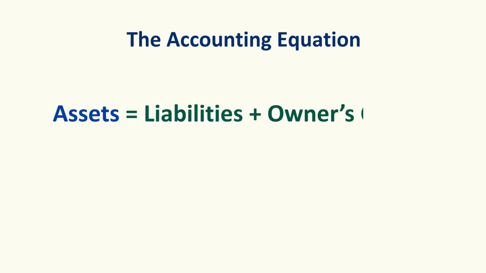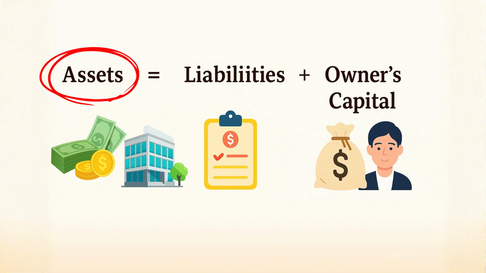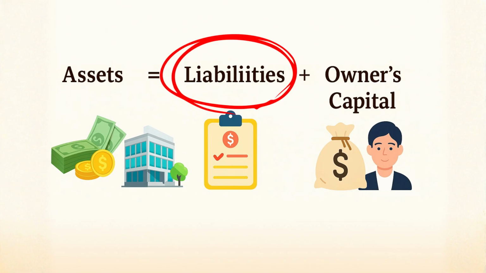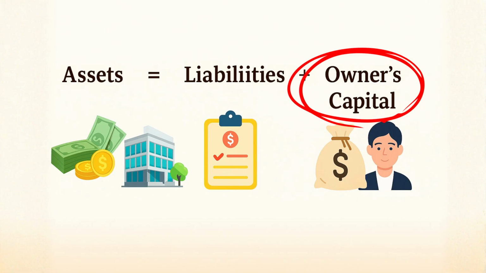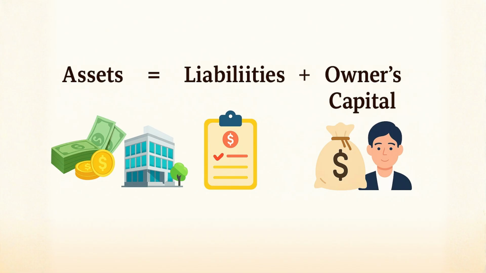The accounting equation is the foundation of all bookkeeping. It shows that everything a business owns, assets, is financed by either what it owes, liabilities, or what the owner invested, owner's capital. Accounting equation formula: assets equals liabilities plus owner's capital. This means the two sides of the equation must always stay in balance.